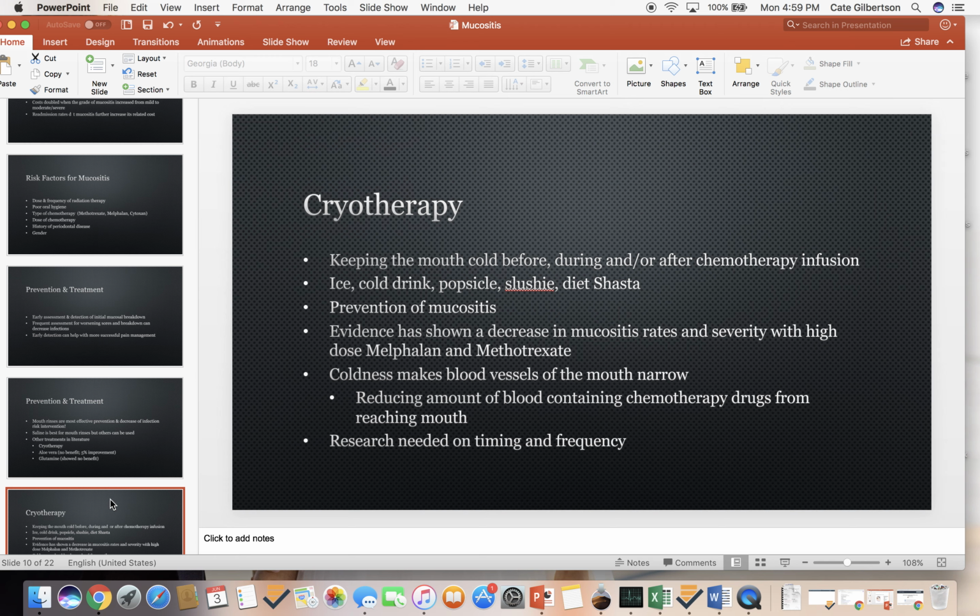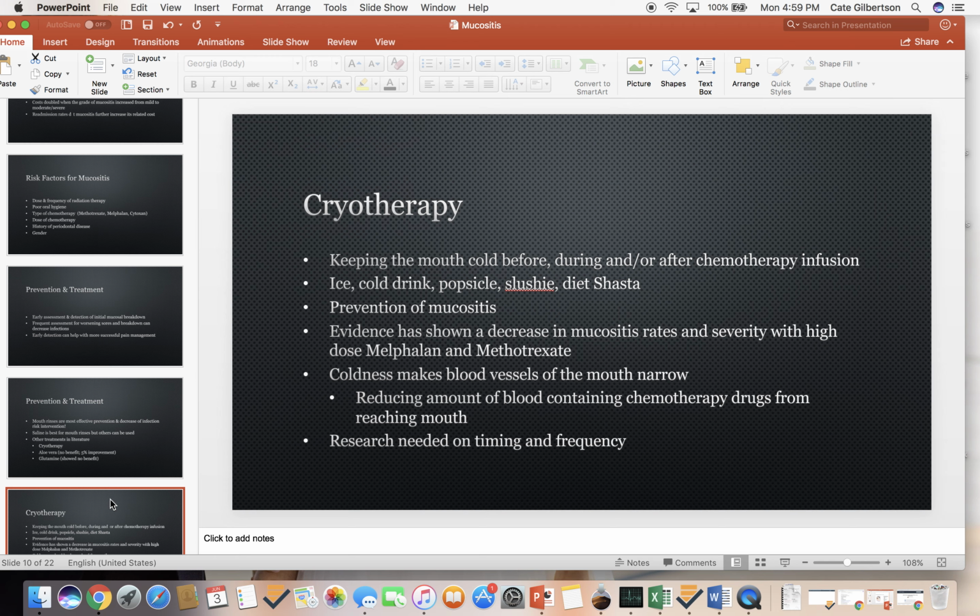The evidence out there has shown a decrease in mucositis rates and severity using this with high-dose melphalan and methotrexate. Those are, as we know, two of the most severe mucositis agents, so they're looking into these first as research. The areas where there needs to be more research are the timing and frequency of this cryotherapy.